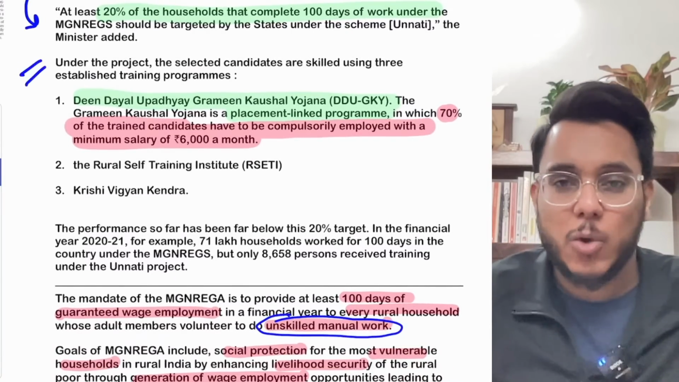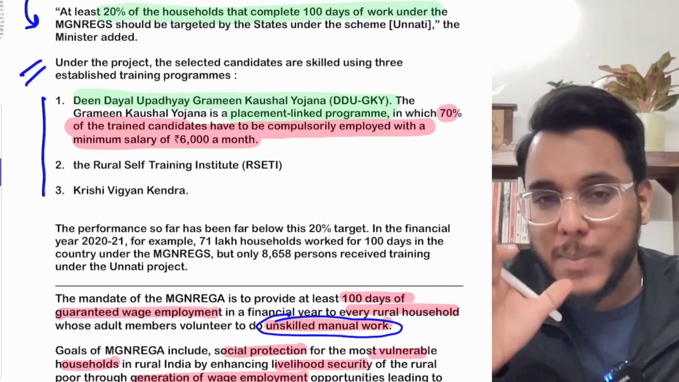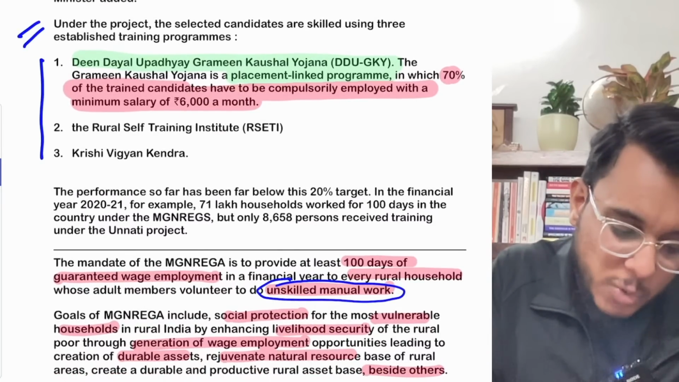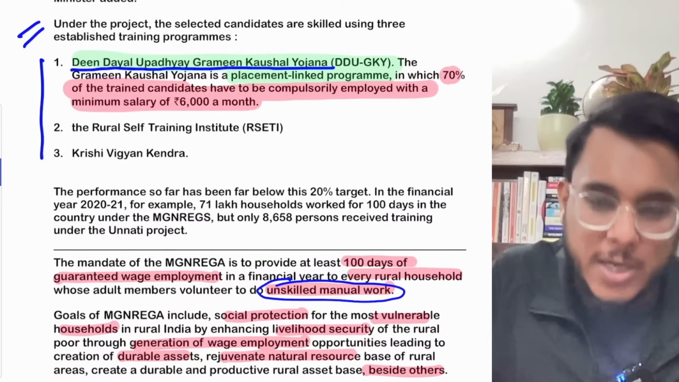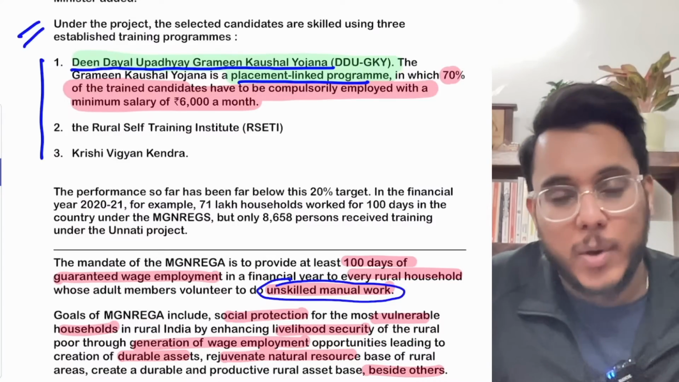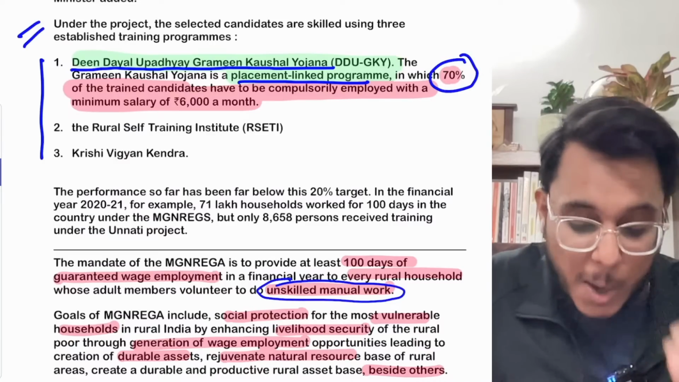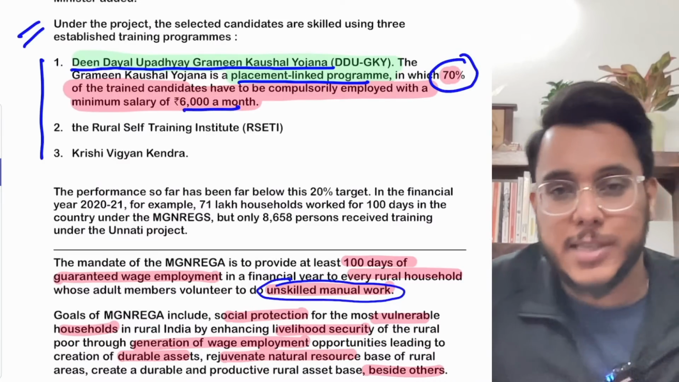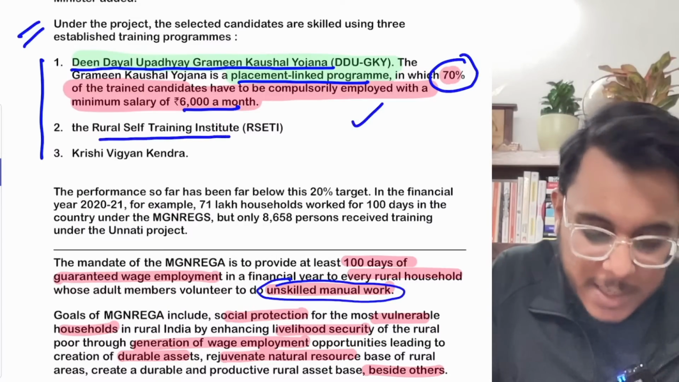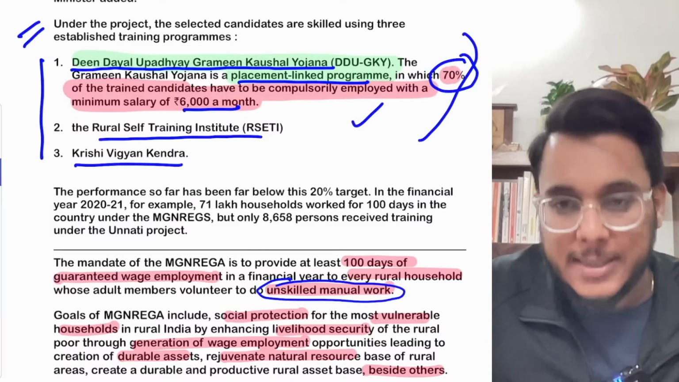So basically guys, under the Unnati scheme, I told you skill development will be there. So 3 government initiatives will be used for skilling the people. Number 1, the people will be skilled by using the Deen Dayal Upadhyaya Gramin Kaushal Yojana. Now this Gramin Kaushal Yojana is a placement linked program where 70% of the people who have been enrolled are to be placed with a minimum salary of 6,000 rupees. Fine, so this is a part of the Skill India mission. Then there are the rural self-training institutes, and then there are the Krishi Vigyan Kendras. So here they will be skilled.